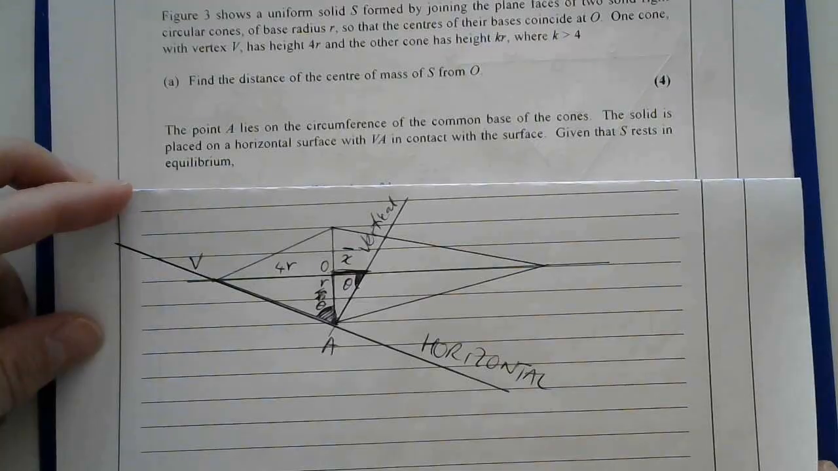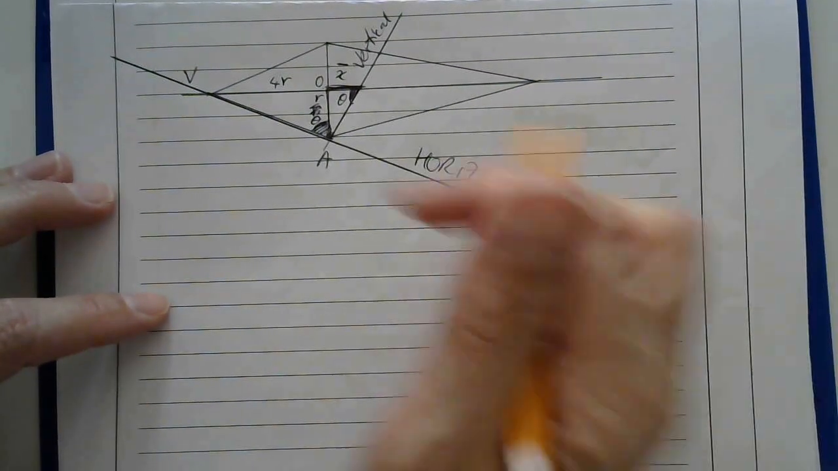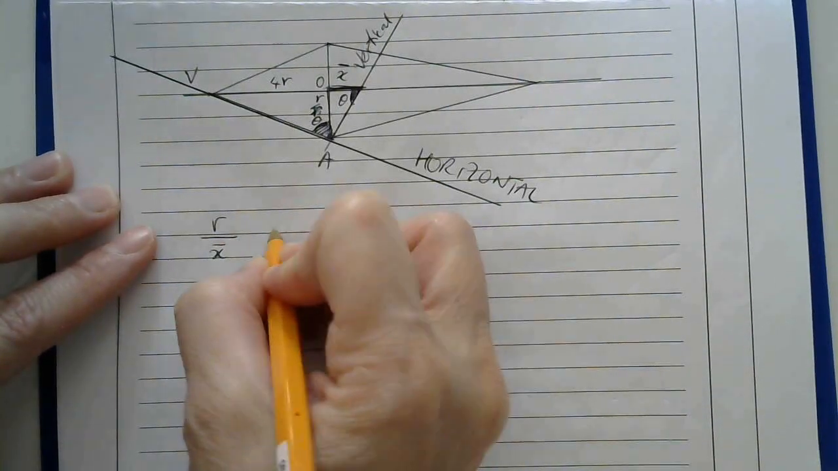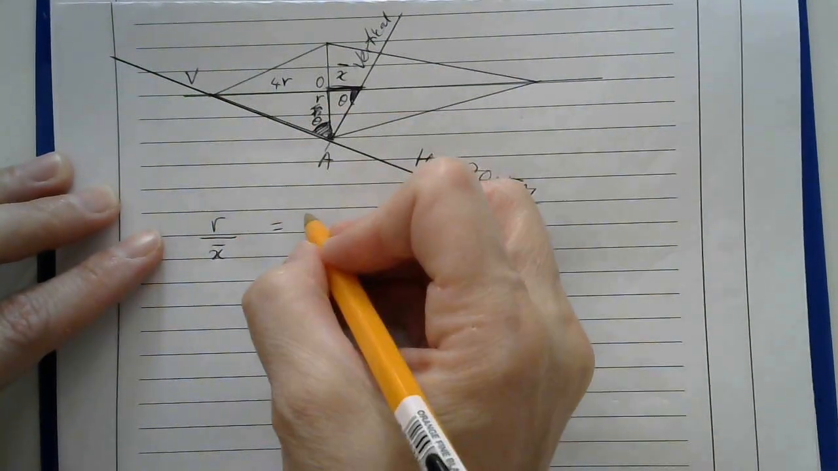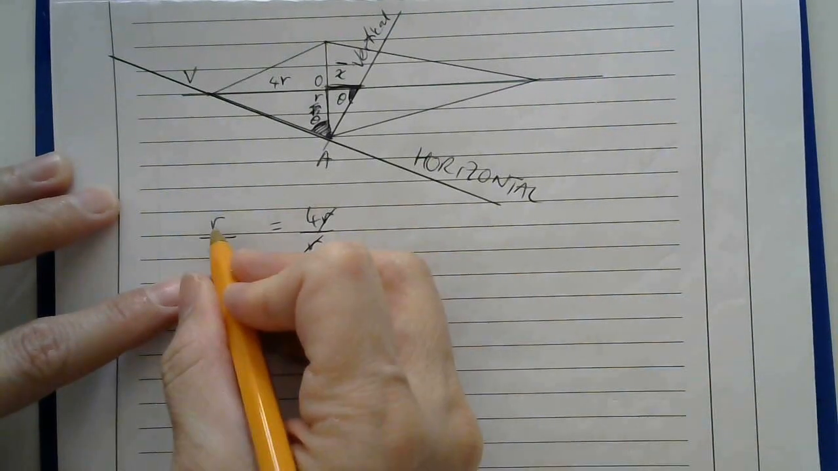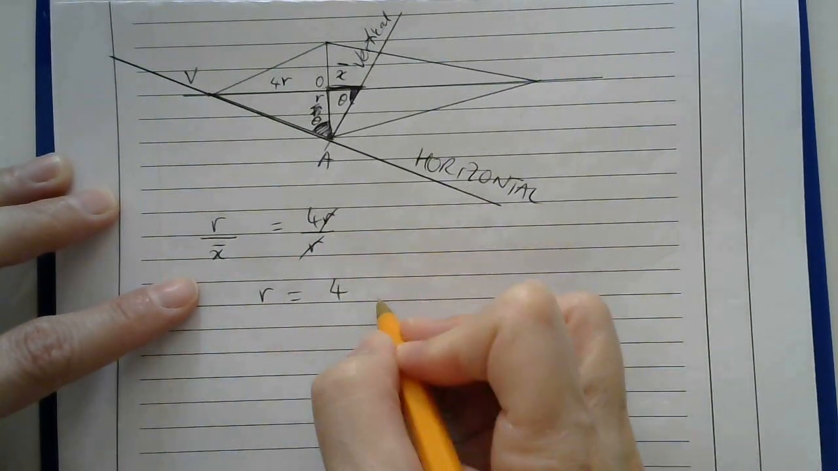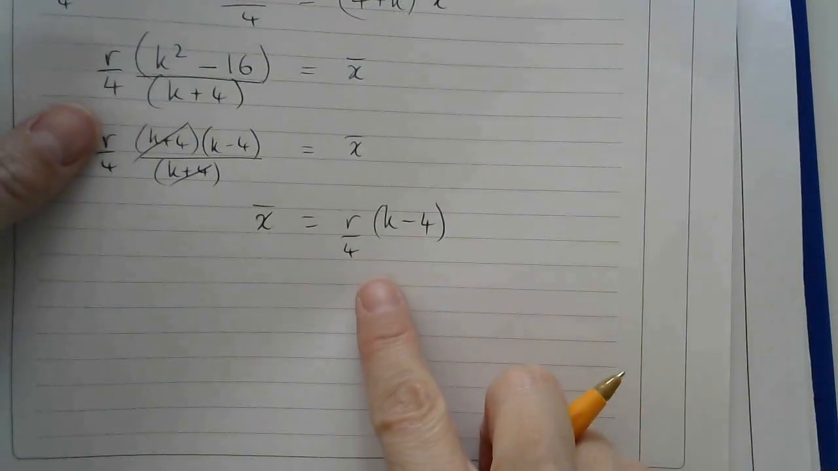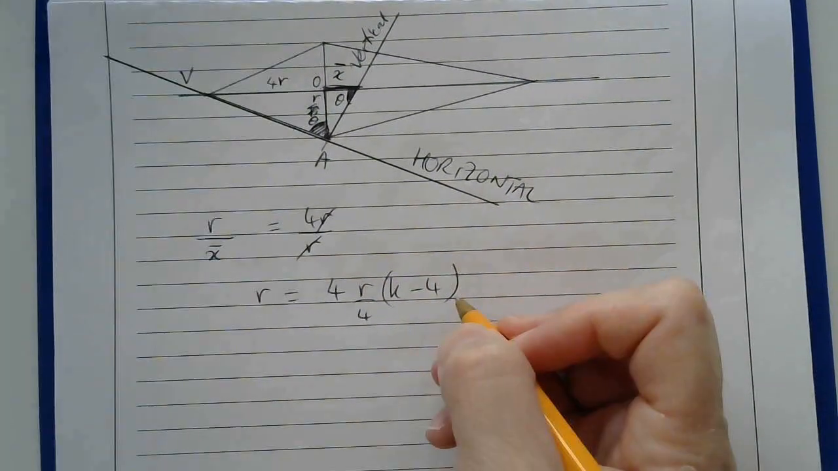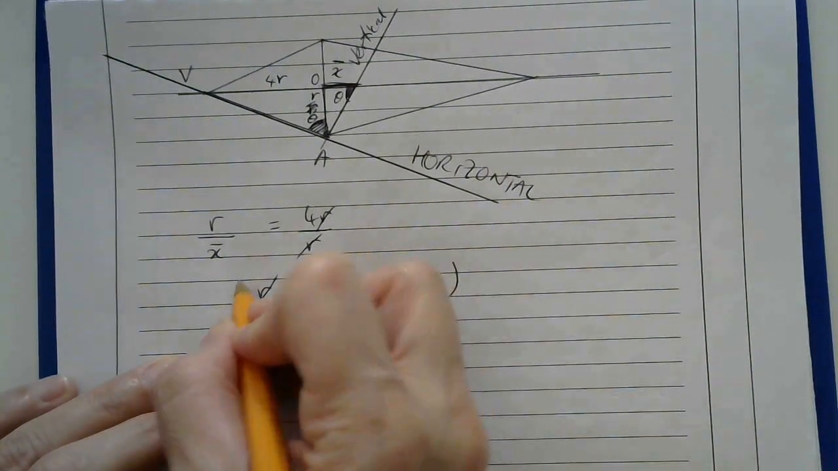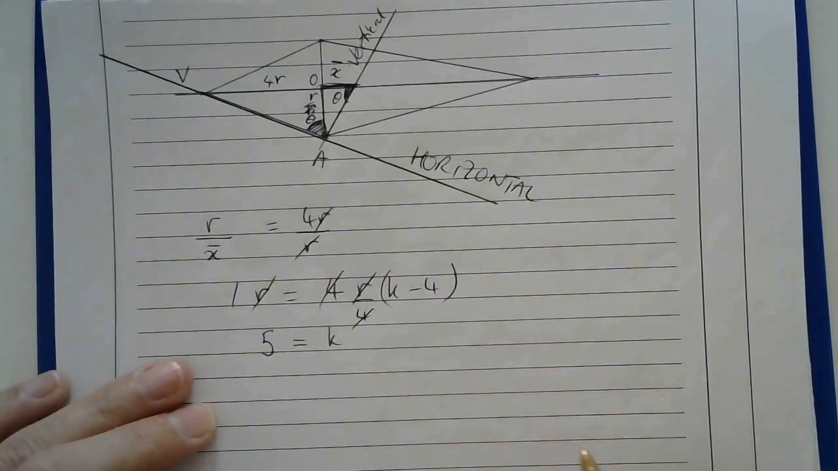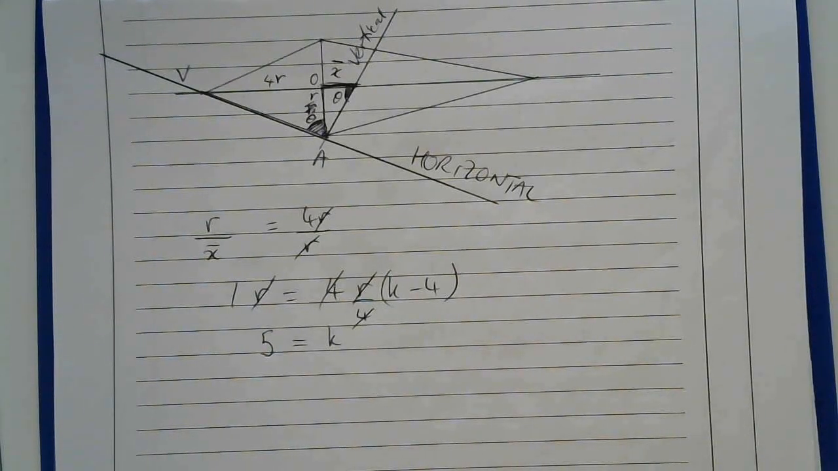So I shall write, using this triangle, opposite over adjacent, so R over X bar equals tan theta in this one, which will be 4R over R. So here these things cancel, so I get basically R equals 4 X bar, and X bar was this expression, so I shall pop that in here. So I had R over 4, K minus 4. So the 4's cancel, the R's cancel, and so I get that K is 1 plus 4, which is 5. So that is part B.